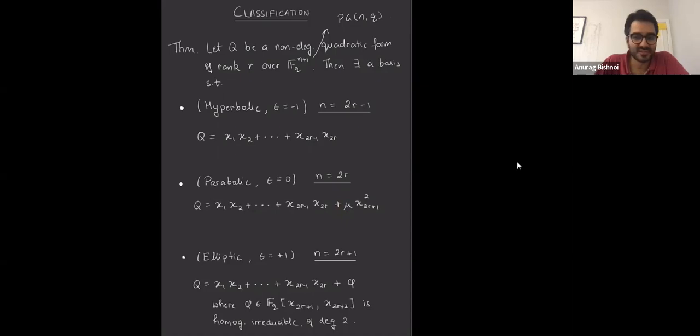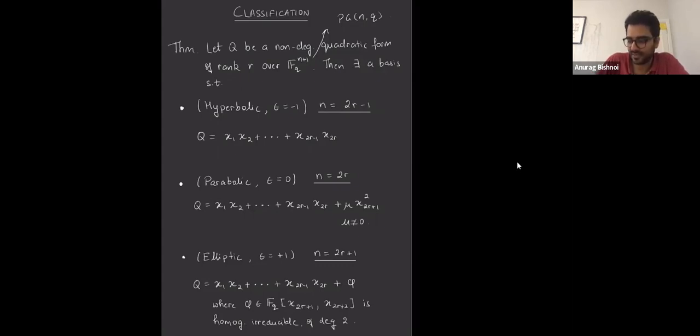But for our purposes, it won't matter because ultimately we care about the polar space that comes out of these quadratic forms. And for that, it doesn't matter whether this mu is a square or a non-square, right? It's just some non-zero number. I should at least say this thing, right? Otherwise, it's a degenerate form. Okay, so this is known as the parabolic form.